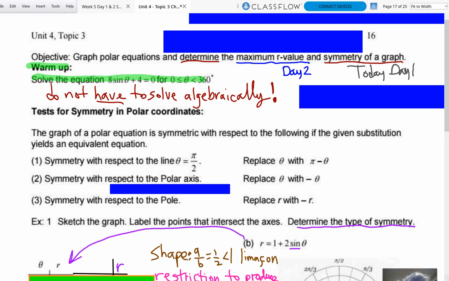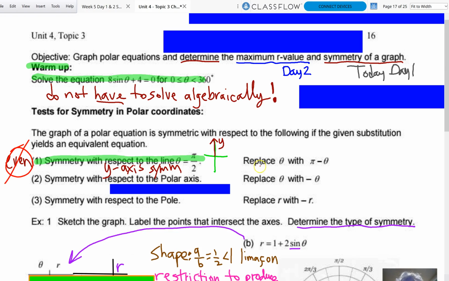So let me talk about the symmetry. Again, it's not symmetry of a function. There is no even symmetry. For number one, when it's symmetrical to the line theta equals pi over 2, here's your unit circle. Here's pi over 2. That's your y-axis. But this is y-axis symmetry. Do not use even. Can't be even if it's not a function.